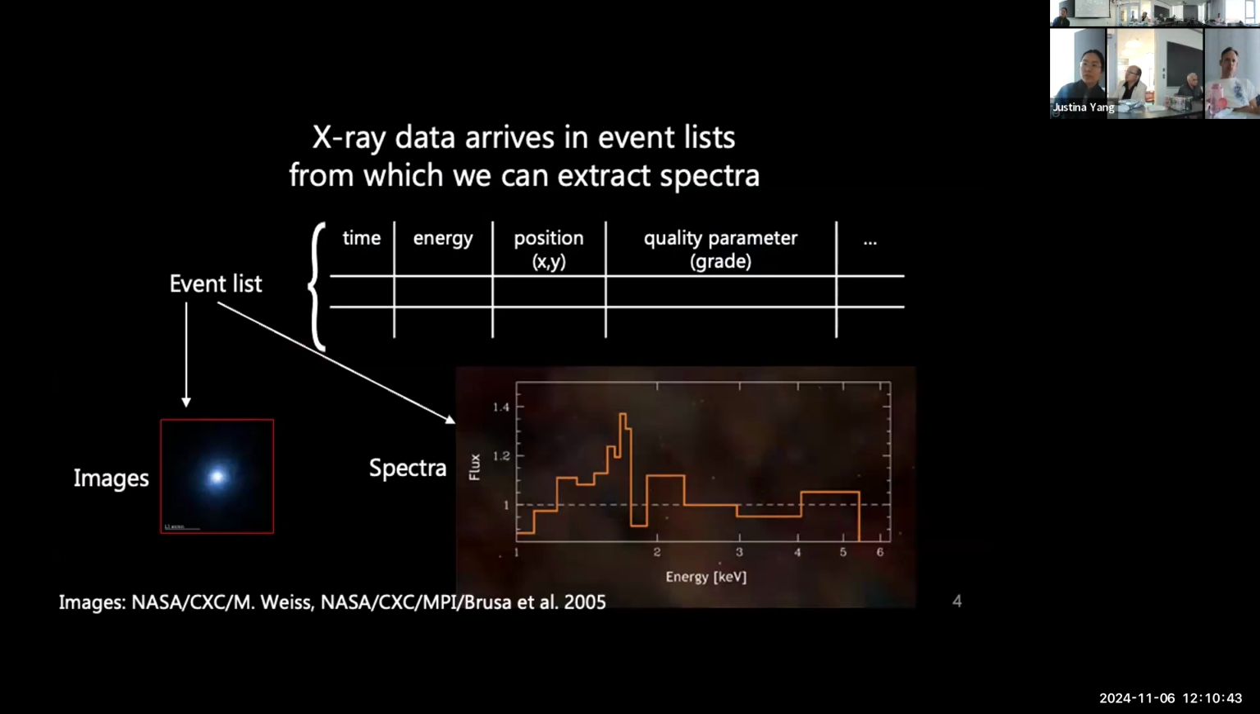X-ray data is fundamentally formatted as event lists. Depending on how you order it, an event list could be a time-ordered series of properties of different registered signals: the time of arrival of a particular signal, the energy, the position on the detector, quality parameters such as event grade, and so forth. From event lists, one can produce images like the one I was showing earlier, or you can bin your information as a function of energy in order to get spectra.